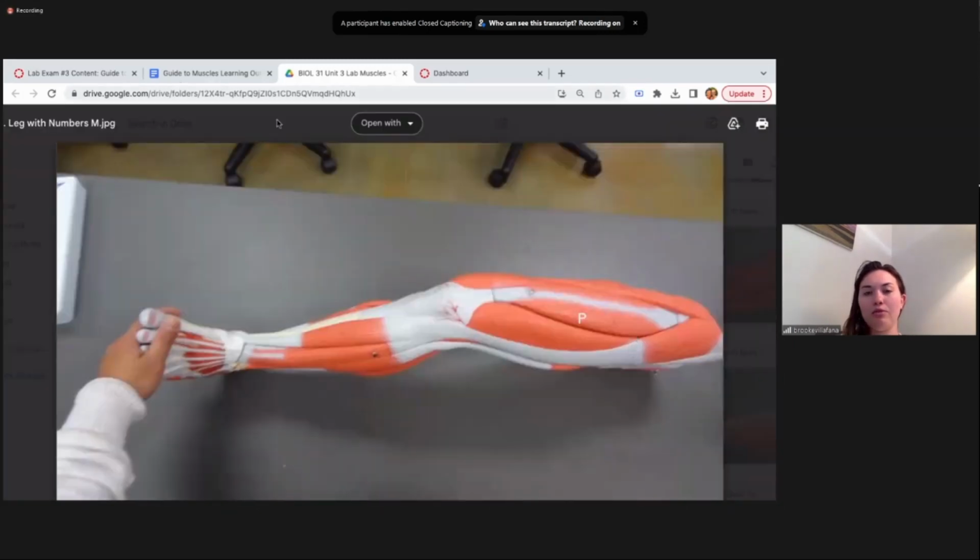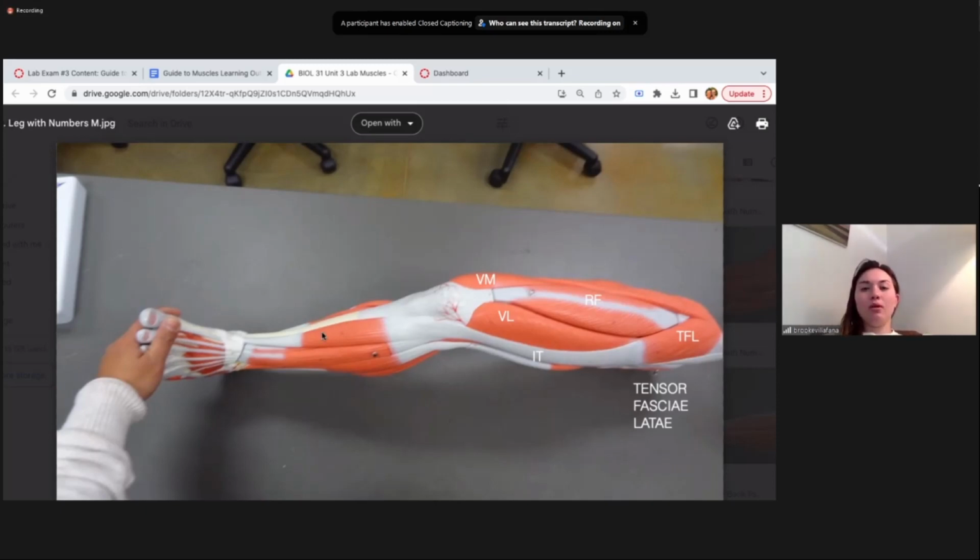This is the tensor fascia latae. Most people really like this one because it has the word latae in it. So tensor fascia latae is the one right here above the iliotibial tract and vastus lateralis. Again, this would be vastus lateralis right here. This is your rectus femoris right here, vastus medialis. Vastus intermedius is underneath the rectus femoris. And then the iliotibial tract is this white part here that connects that tensor fascia latae to the knee.